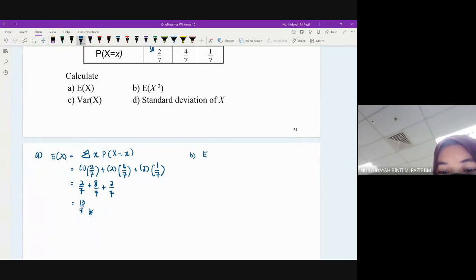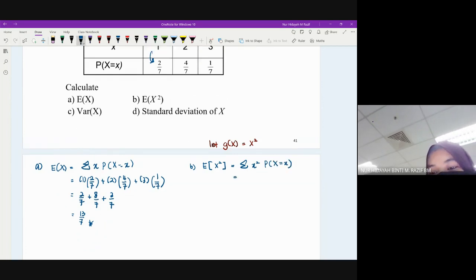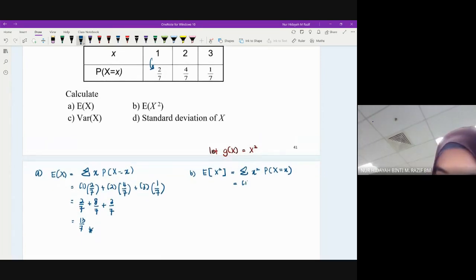Soalan B dia minta kita cari expected value of X kuasa 2. So recall balik formula di sini. Di sini let's say I'm going to have g(x) is equal to x kuasa 2. Okay, so what I'm going to have here adalah bersamaan dengan summation of x kuasa 2 didarabkan dengan probability when X is equal to x. So what I'm going to have here adalah x saya 1. So I'm going to take 1 square darab dengan 2 over 7 ditambahkan dengan 2 square times 4 over 7 ditambahkan dengan 3 square times 1 over 7.